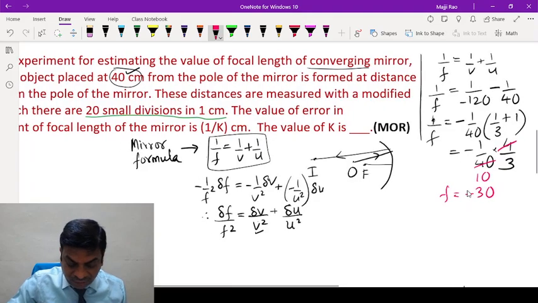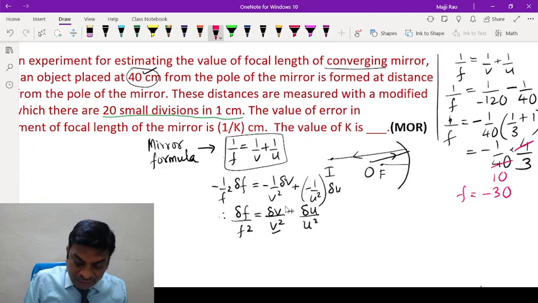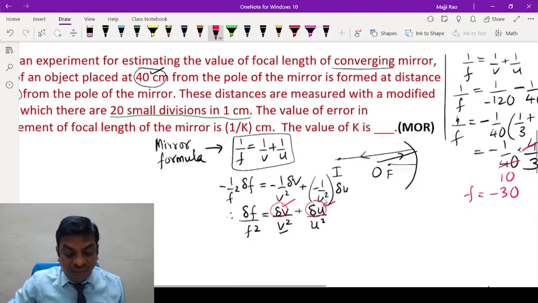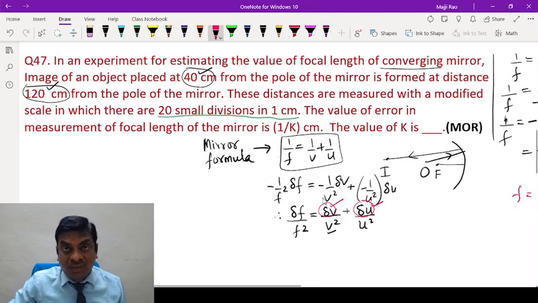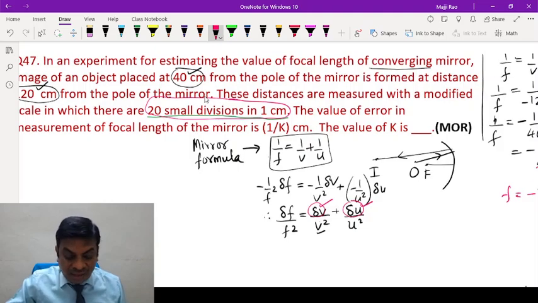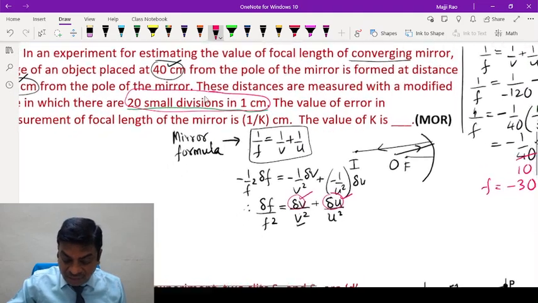Right. Now since the object distance and image distance are measured with the same scale, the error will be dependent on the instrument rather than the quantity which is being measured. Because we are basically focusing on instrumental errors, and instrumental errors we take as the least count, which is also known as least count error. So what is the least count of this? You can see 1 upon 20 cm. That is the least count. So that will be taken as the least count error.